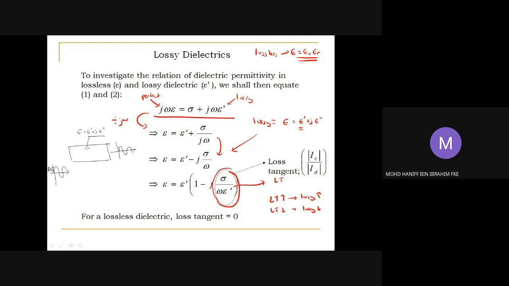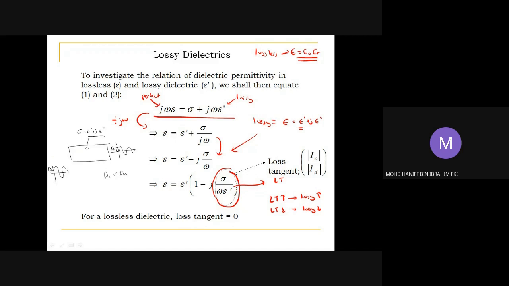Let's say you have A naught, you are going to have A1 here as the output of the wave, in which A1 will be smaller than A naught. Because this dielectric will incur losses on the wave, the output wave will have a smaller amplitude or smaller magnitude as compared to the input wave. Okay, so if we go back to loss tangent.